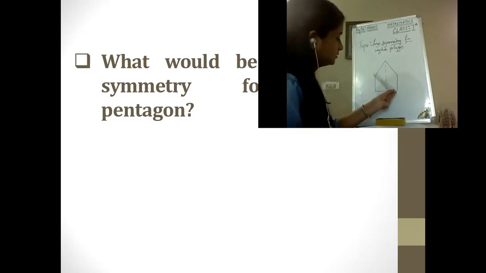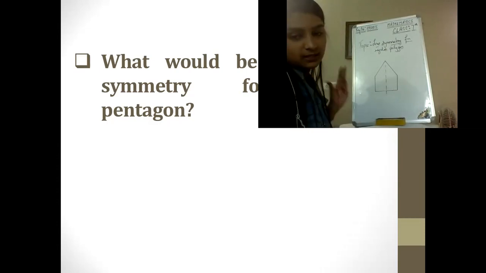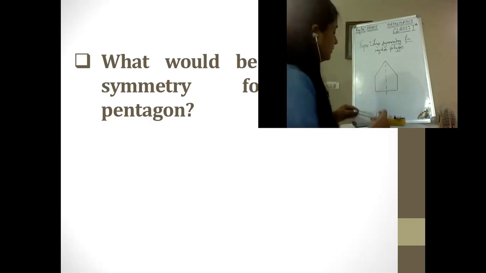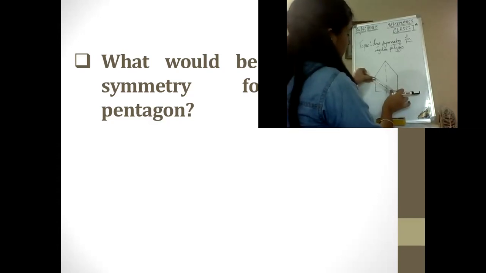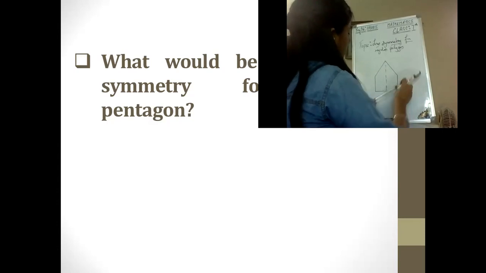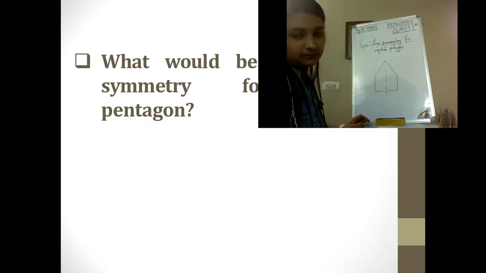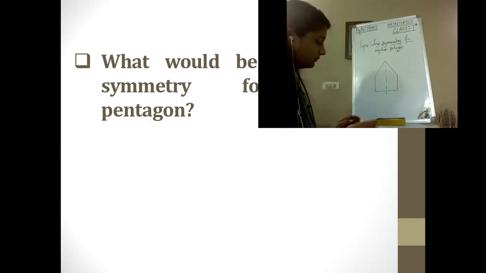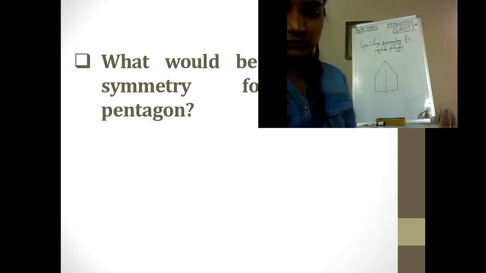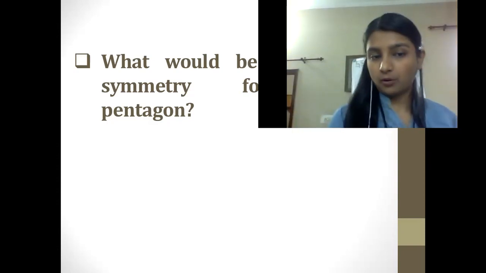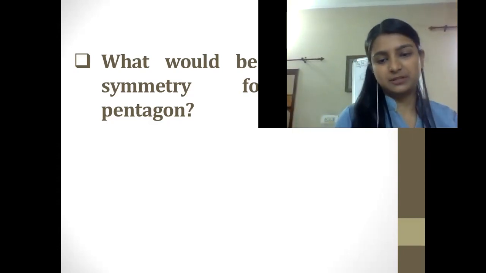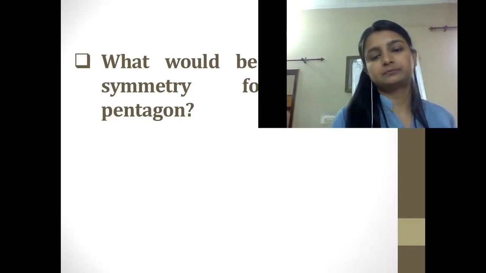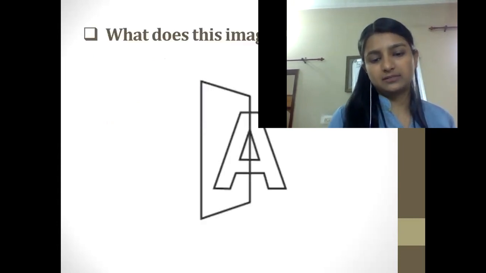Similarly, in the case of this, okay. So what do you think then? How many lines of symmetry can we draw? From the center we can't draw, from the diagonals we can't, from here also we can't. So what would be the line of symmetry? Only one? Yes. So in the case of a pentagon, there is only one line of symmetry. This is what was asked of you.